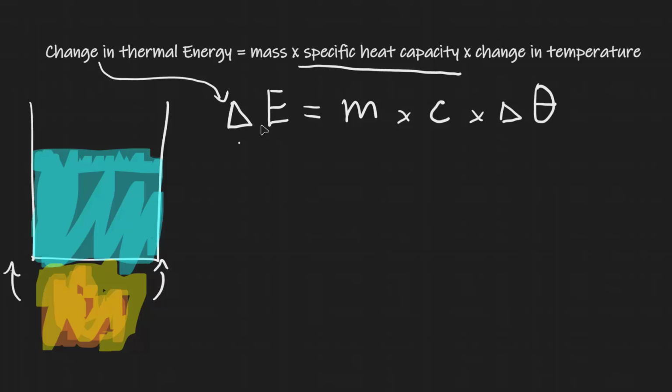It's mass, which is just measured in kilograms, multiplied by specific heat capacity, which kind of has a funky unit. It's just joules per kilogram per Kelvin or per degree Celsius, like that, multiplied by the change in temperature, which is typically given in degrees Celsius.